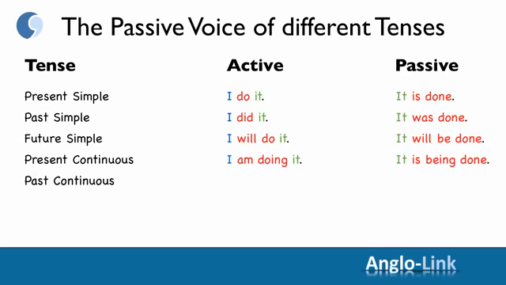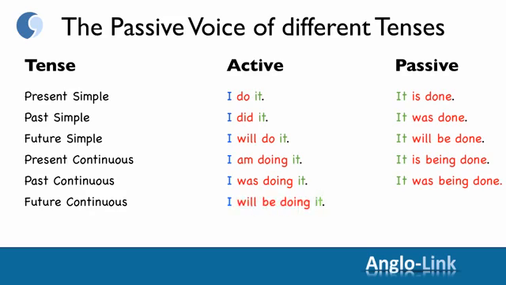Past continuous, I was doing it. It was being done. Future continuous, I will be doing it. It will be being done.